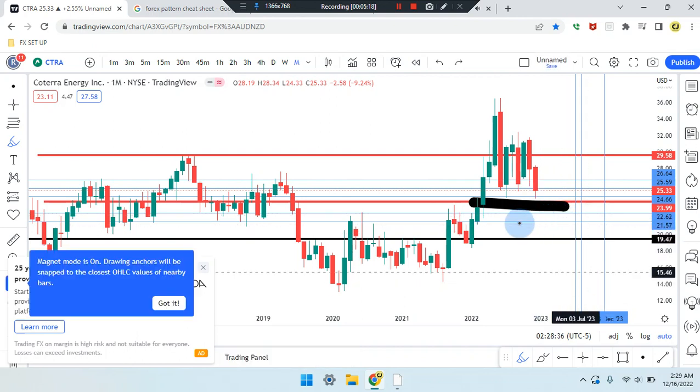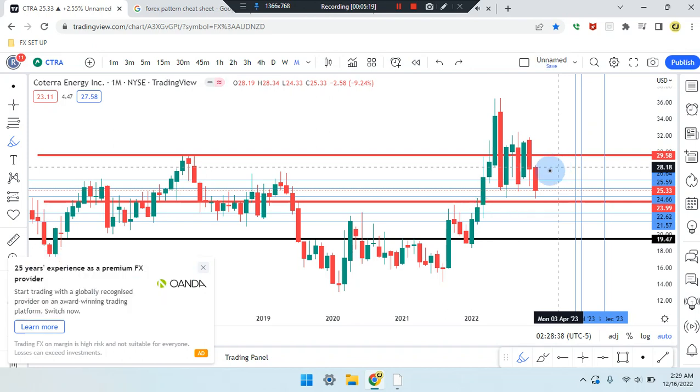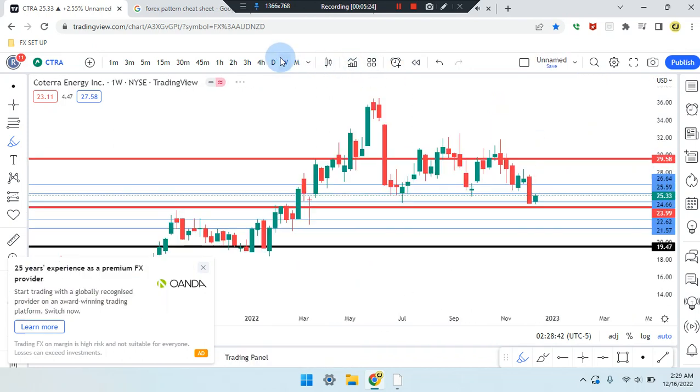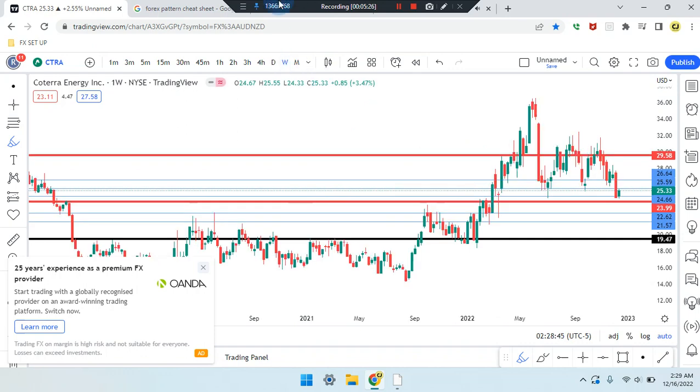If not, we'll see that support. As I said before, market works its way up, or that consolidation. Market can consolidate sideways. Headed down to the weekly time frame.